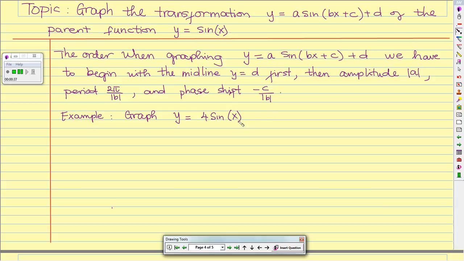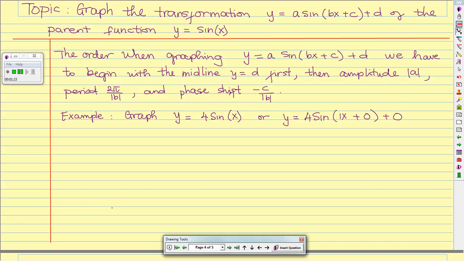So let's begin with the example. Graph the function y equals 4 sine of x. If you look at this function, you can see right away that your b is 1, your c is 0, and your d is 0. If you cannot see it, you can rewrite it. If I rewrite it for you, it will be y equals 4 times sine of 1x plus 0 plus 0. So your d is 0.